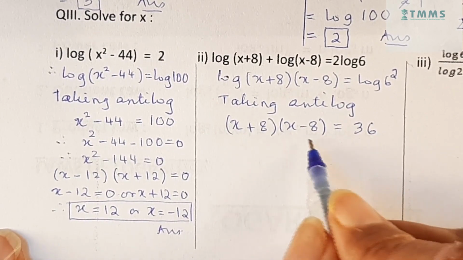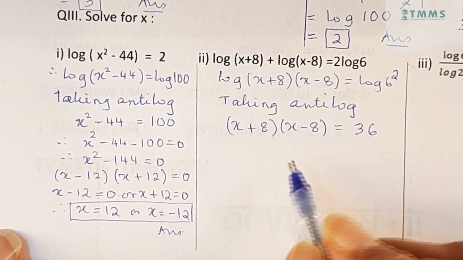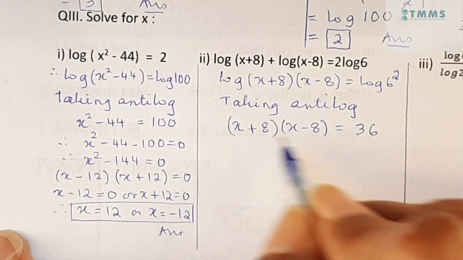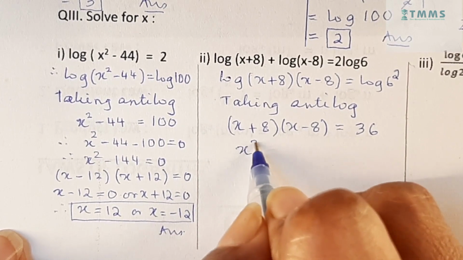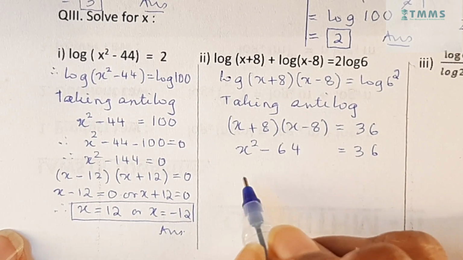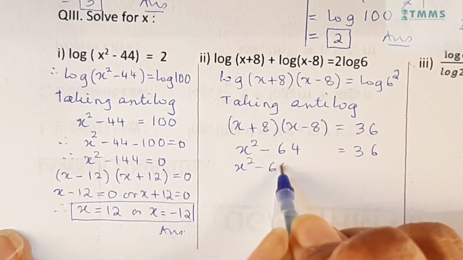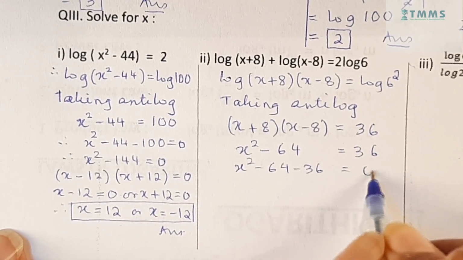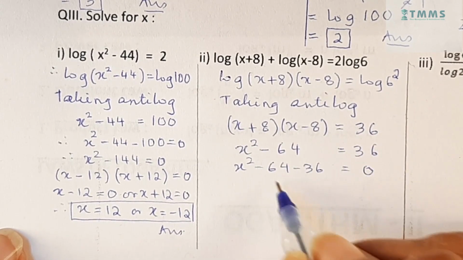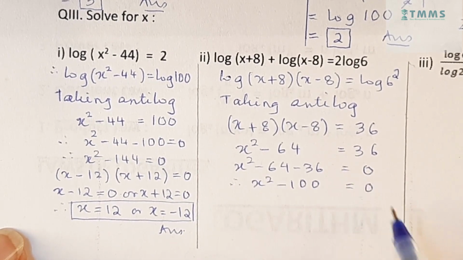Now if you multiply this, what is this looking like? Isn't it looking like a plus b into a minus b? So remember, the trick is always to connect it with the different formulas that we have learned. So a plus b into a minus b gives you a square minus b square. So here it becomes x squared minus 64 is equal to 36. Now what will we do? Exactly the same thing what we did here. So x squared minus 64 minus 36 equal to 0. What did we do? 36 comes this side. It is plus here, so it becomes minus on the other side. So therefore we have x squared minus 100 equal to 0.